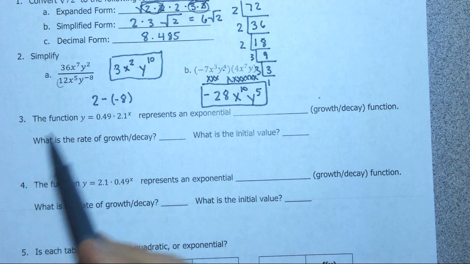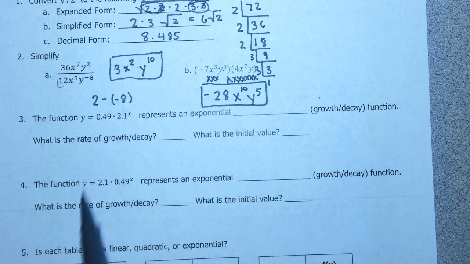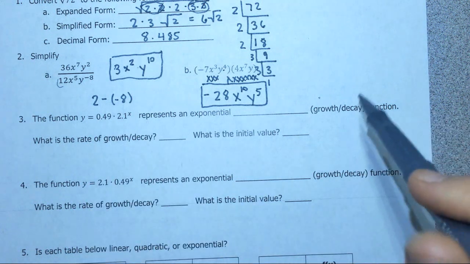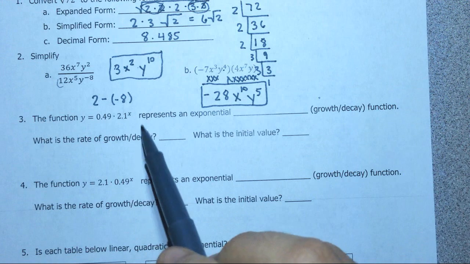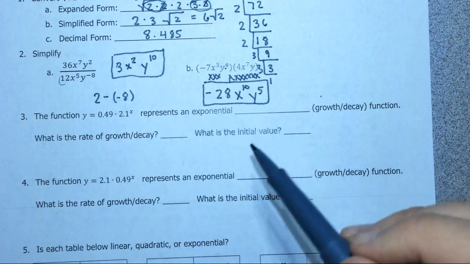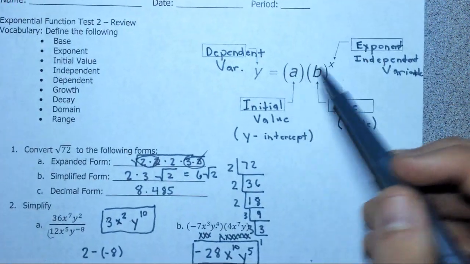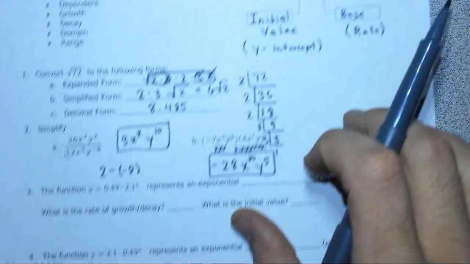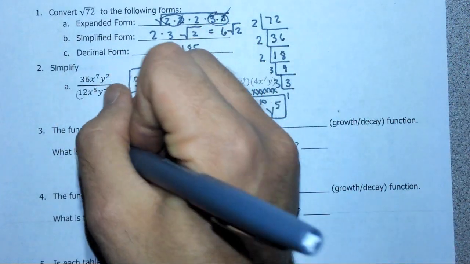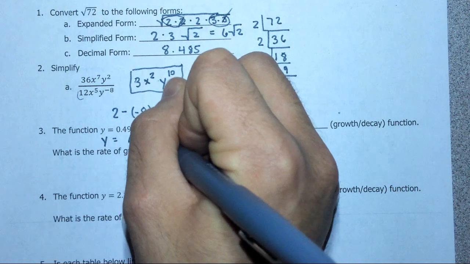Alright, number 3, the function y equals blah, blah, blah, blah represents an exponential what? Okay, well, I want to know if it's growth or decay. Well, I'm going to actually answer this one backwards. I want to know what the rate is and the initial value. Again, this is in the form up here, y equals a, b, x. So I'm going to just write that underneath it: y equals a times b to the x.